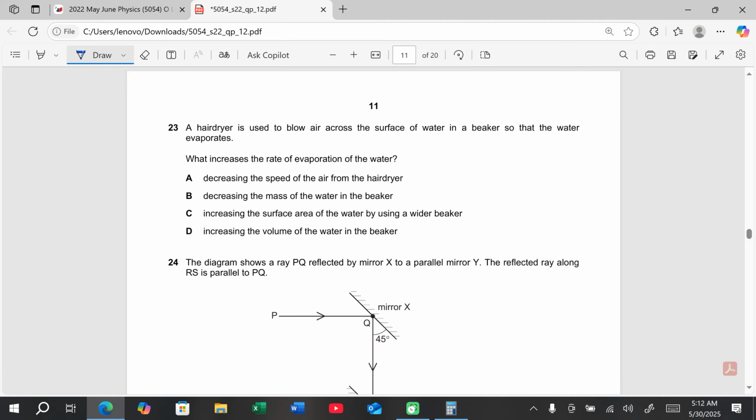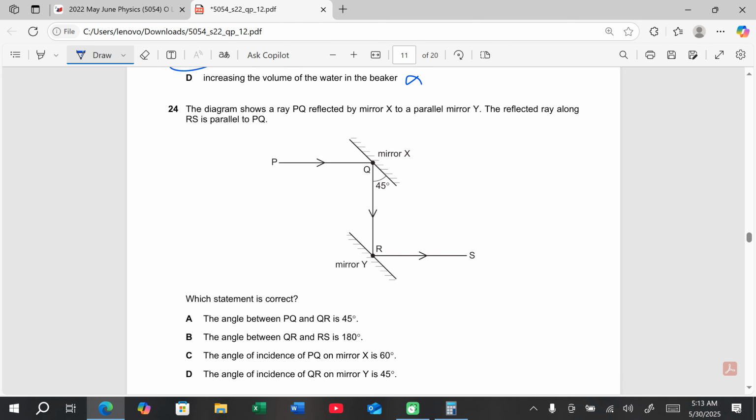A hair dryer is used to blow air across the surface of the water in the beaker so that the water evaporates. What increases the rate of evaporation of water? Decreases the speed of? No. Decreases the mass? No. Increases surface area? Yes, the rate of evaporation is dependent on surface area. Increases the volume? Does not. So C is the right answer.